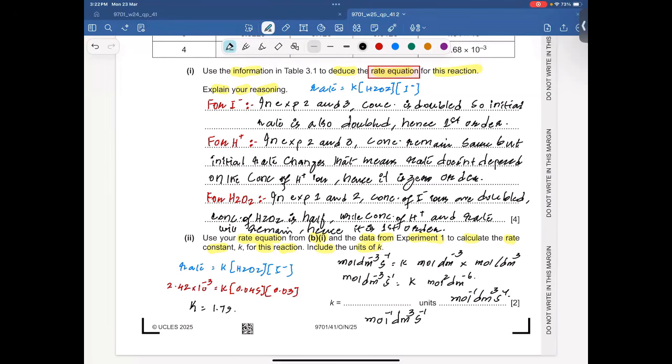Let me calculate my value. Hold on. 0.045 into 0.03, 2.42 exponent minus 3 divided by that answer is going to be 1.7925. Okay, so I'm going to write 1.79.